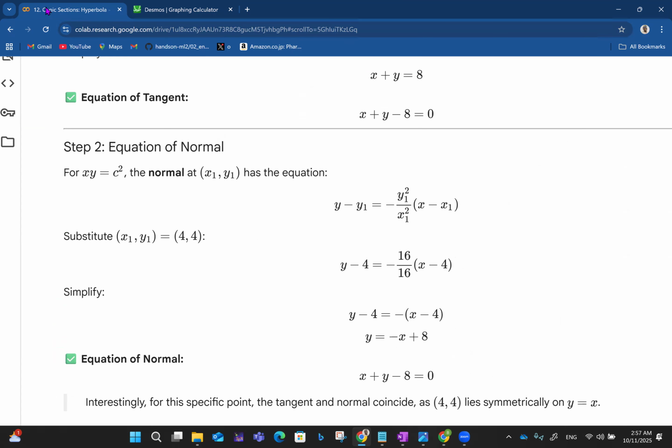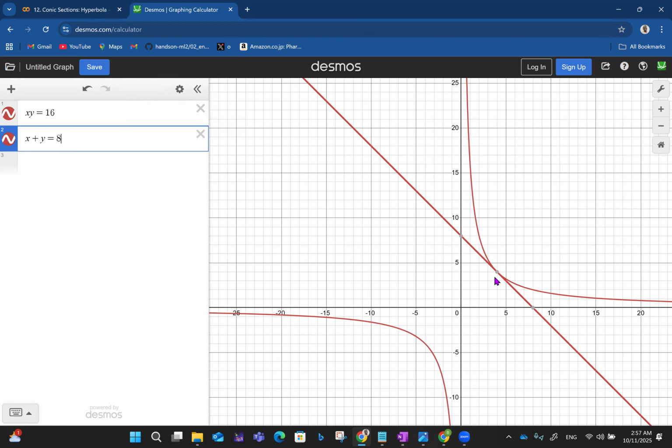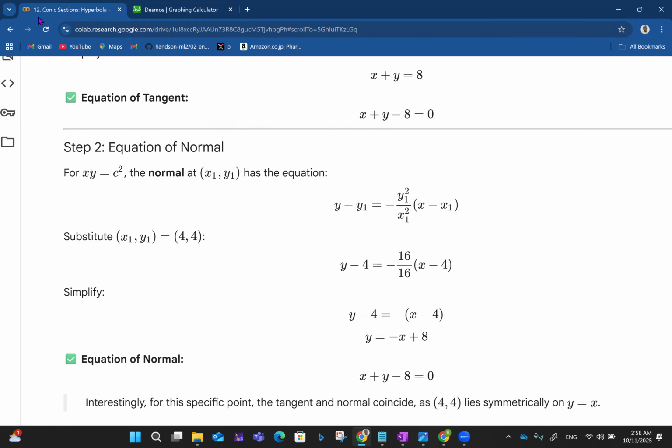So talking about the equation of the normal now. For xy equals c squared, the normal at (x1, y1) has the equation y minus y1 equals, it's the whole thing about the slope. So you just need an equation that is at right angles to this other one. So equation of normal again turns out to be the same: x plus y equals 8. Interestingly, for this specific point, the tangent and normal coincide as (4, 4) lies symmetrically on y equals x. Okay, so the equation of the normal and tangent are basically the same, and that's a serious coincidence.